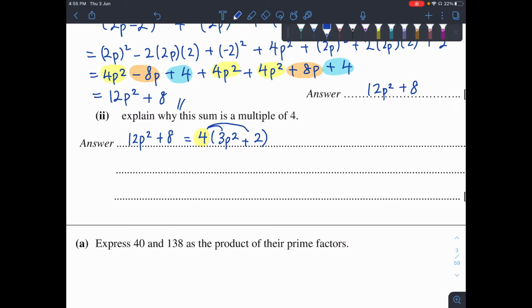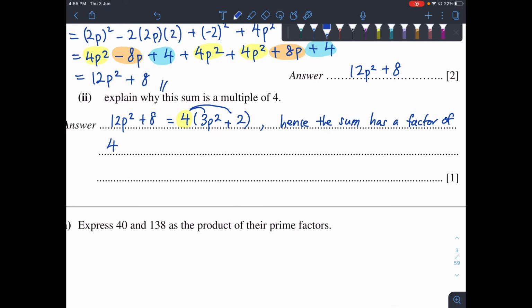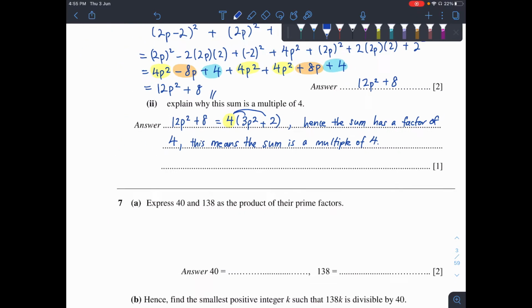So we can explain it saying, hence, the sum has a factor of 4. And this means the sum is a multiple of 4. And that would be your answer.